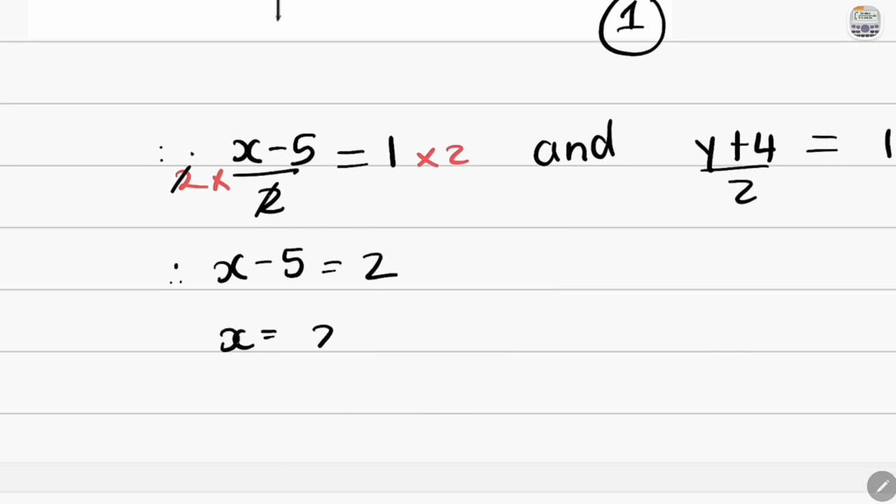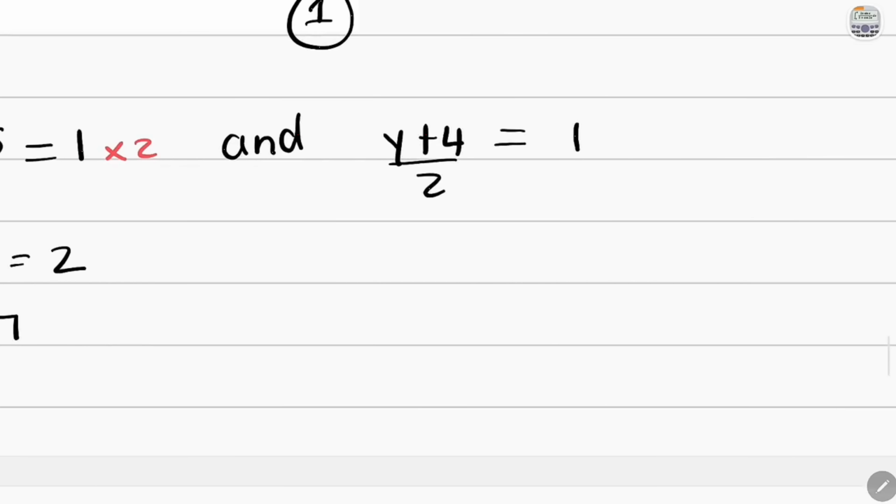So x is equal to 2 plus 5, which is equal to 7. And then we're done with that. Here, same thing. Get rid of the 2 by multiplying by 2 on both sides. And so y plus 4 equals 2. Transpose the 4: 2 minus 4 equals negative 2.